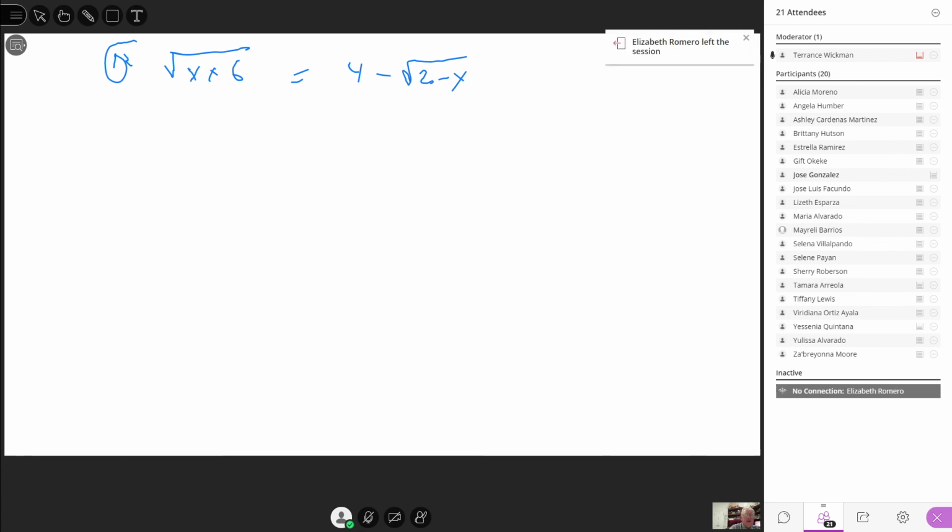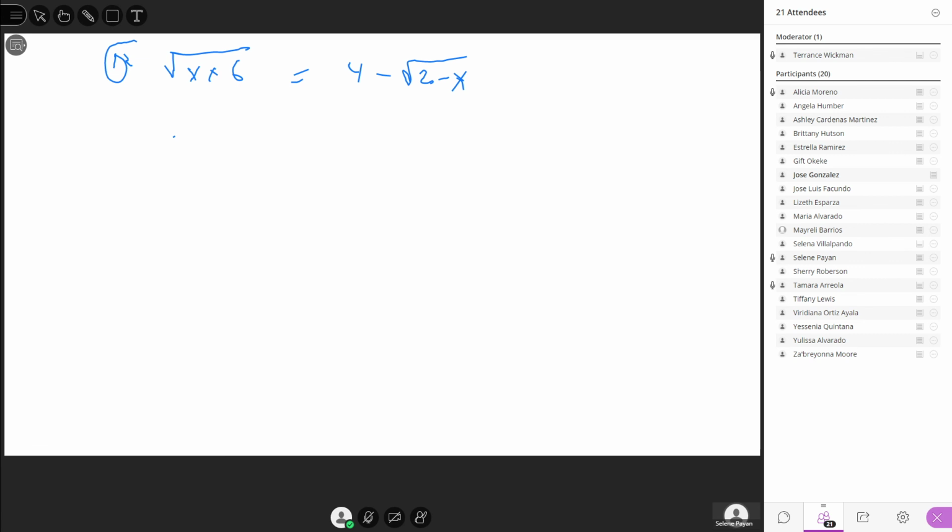How did I do that? Why is it minus? Because it was the square root of 2 minus x on the other side, on the left. It was positive, so I had to subtract it from the left to get the square root of x plus 6 by itself. Whatever I do to the left, I have to do to the right. So everybody okay? How come it's negative square root of 2 minus x?